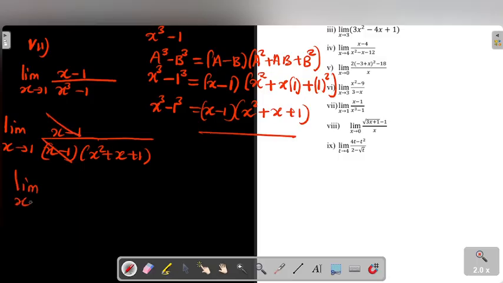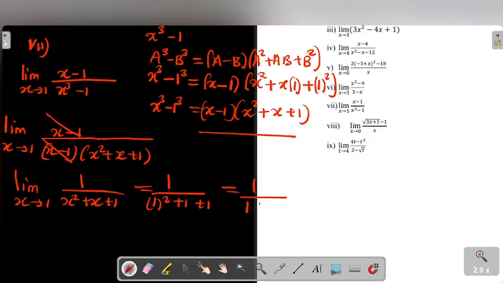So we have the limit as x approaches 1. On top we have a 1, over x squared plus x plus 1. Now you are substituting. Where there is x, you put a 1, so it will be 1 over 1 squared plus 1 plus 1. So this will be 1 over 1 plus 1 plus 1, that's a 3. Therefore, the limit of that function as x approaches 1, our answer is 1 over 3.